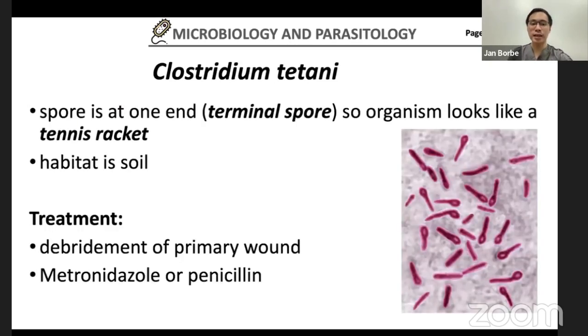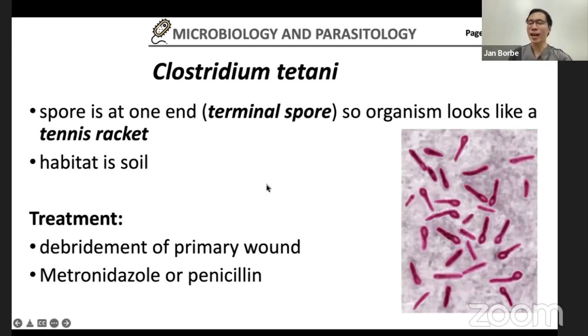Clostridium tetani has a terminal spore, with a tennis racket appearance. So look at the picture, it's at the end. Because some of the Clostridia are subterminal. Guys, those are different, don't get confused. When you say subterminal, it's just below the end. So if this is the end, it's slightly lower. But with Clostridium tetani, it's really at the very end. That's why it looks like a tennis racket.